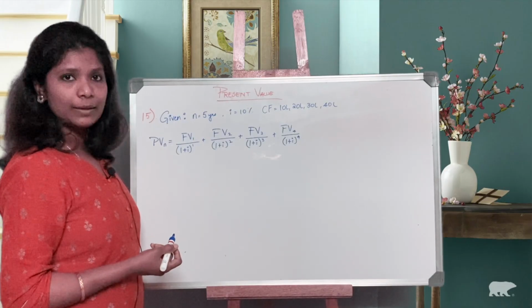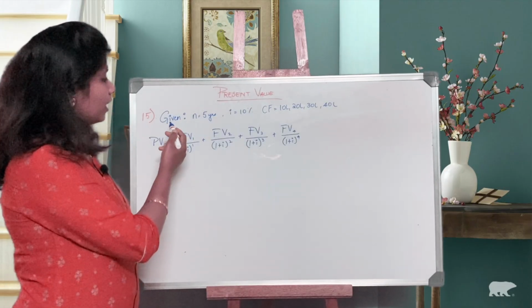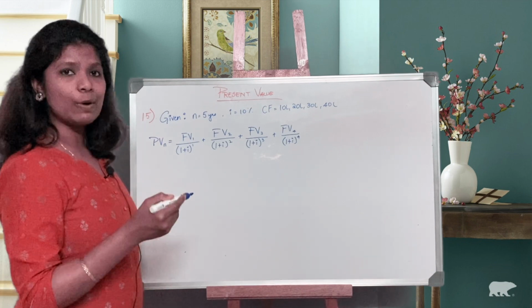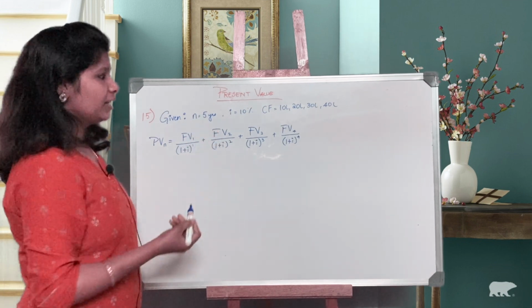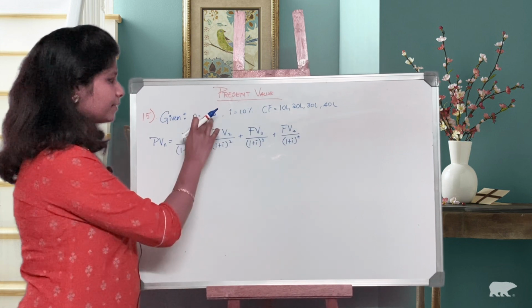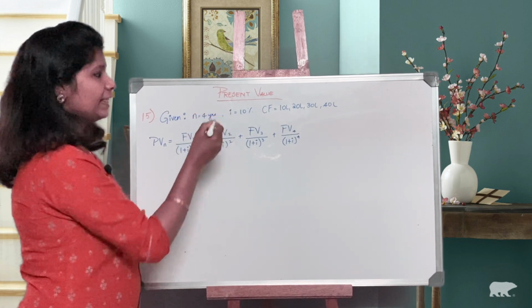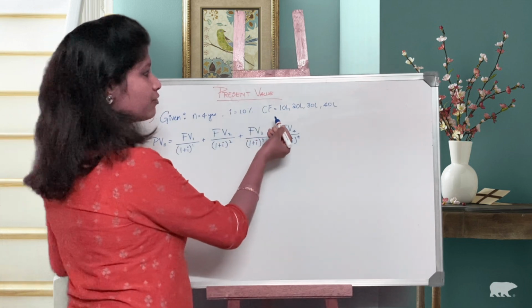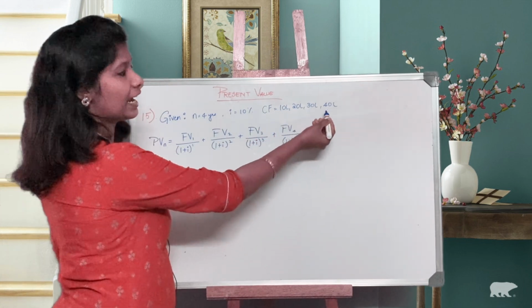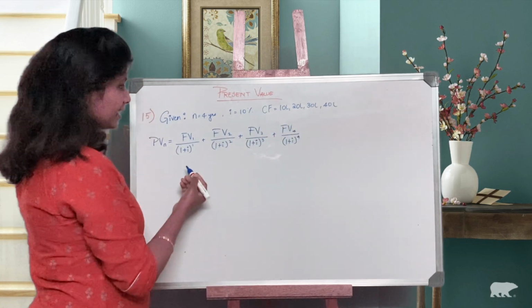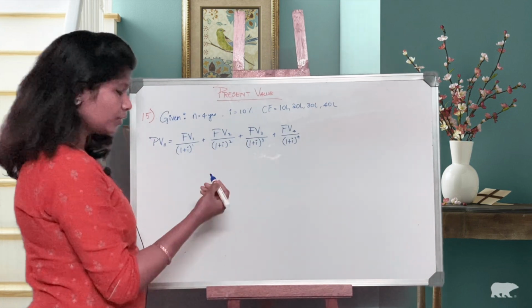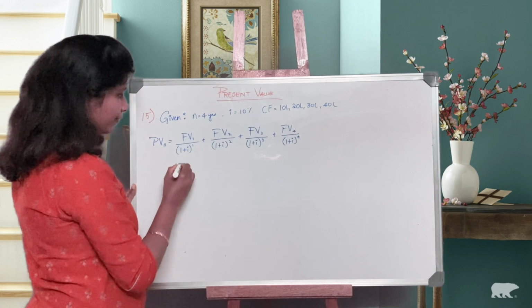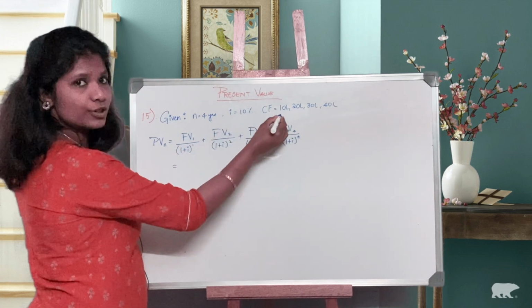Question number 15 I'll be solving here. Here it is uneven cash flows, the present value of uneven cash flows that you will be receiving. Given the time period is 4 years, the discount rate is 10% and the cash flows are 10 lakh, 20 lakh, 30 lakh and 40 lakh respectively. So let's start solving. This is the formula for uneven cash flow to find the present value. The present value of the first cash flow is 10 lakh.